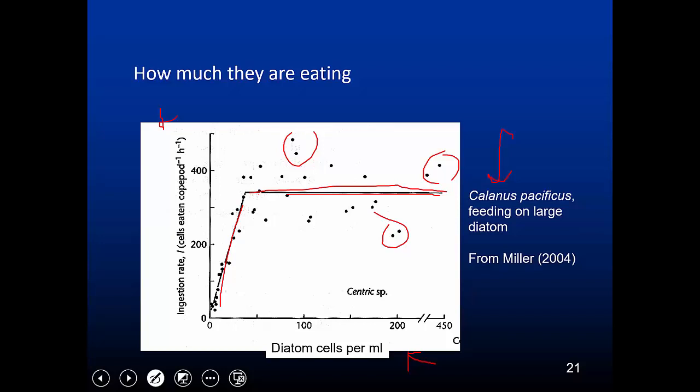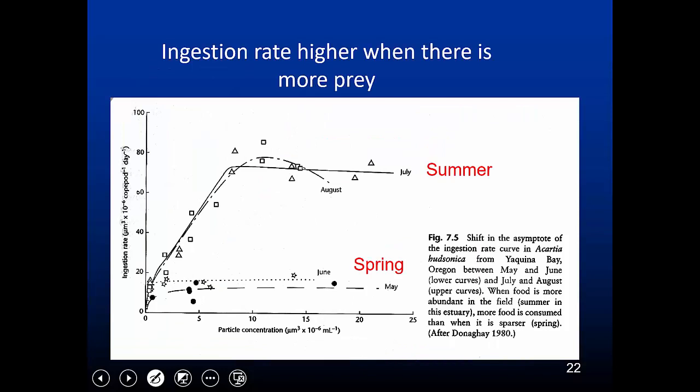So as you may guess, that relationship changes over time, in this case between spring and summer. Again, some old data, but it illustrates how we see the same trend of linear increase in the ingestion rate, and then it levels off. Here we see that this changes between spring and summer, and what seems to be happening is that these organisms are getting more accustomed and adapted to using the higher concentrations present in the summer, so they ramp up their maximum rate of grazing, much higher in the summer as opposed to the spring.